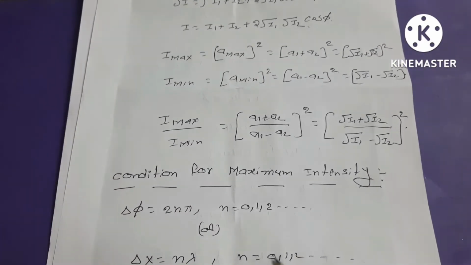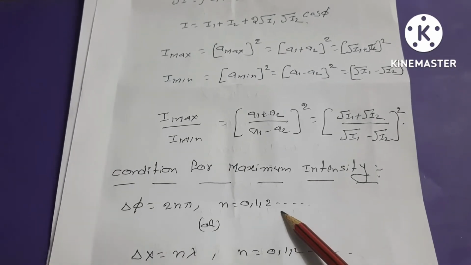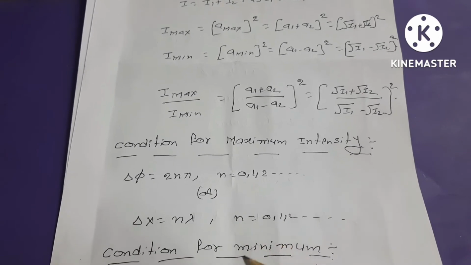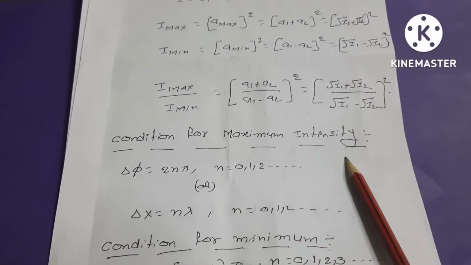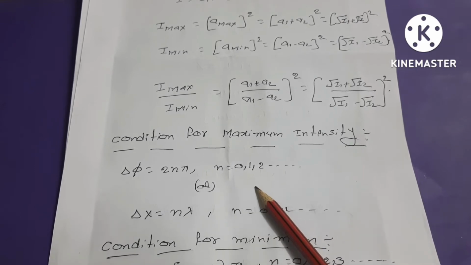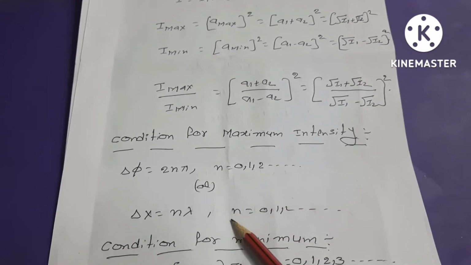Then the condition for maximum intensity is called constructive interference, and the condition for minimum intensity means destructive interference. Many people simply remember it in terms of phase difference. You should remember the condition in terms of phase difference as well as path difference.